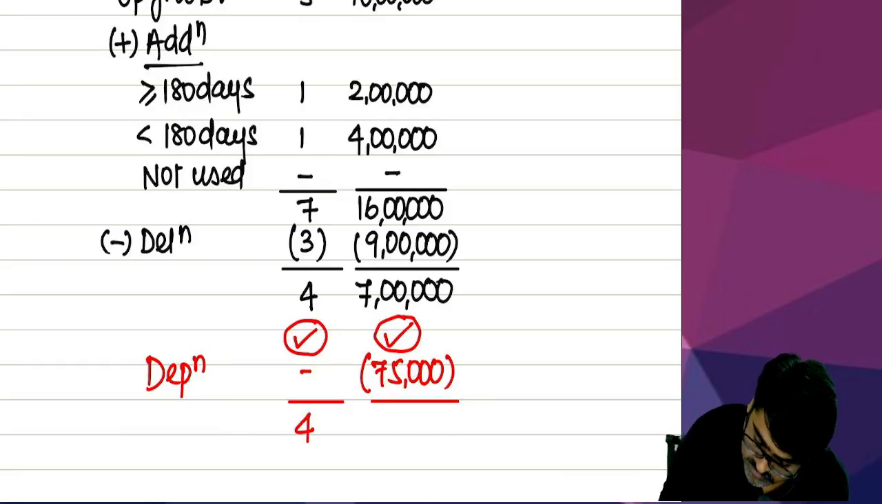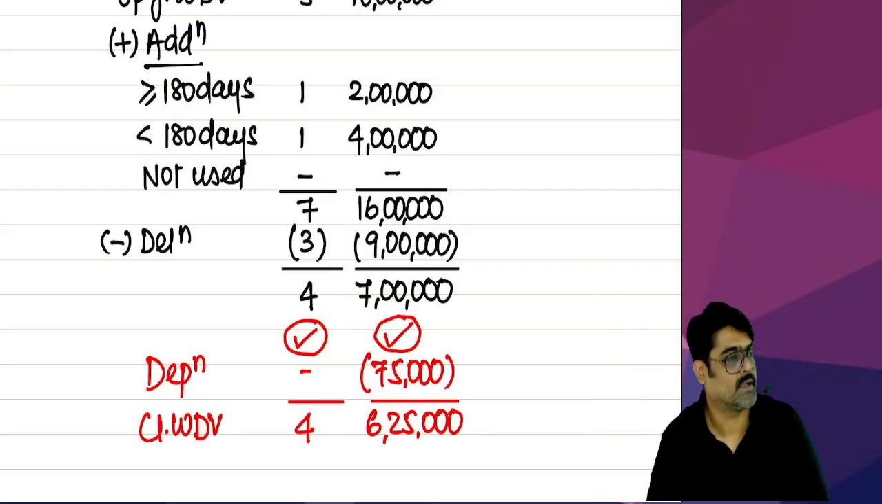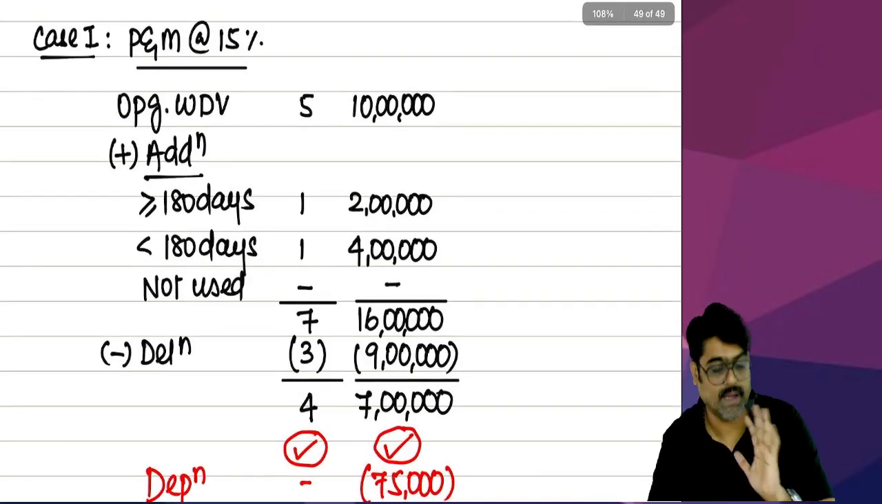Now 4 assets are there having 6,25,000 value, and this will become your closing WDV. This will become opening in the next year. This is a very easy case. Okay, now see, same case.